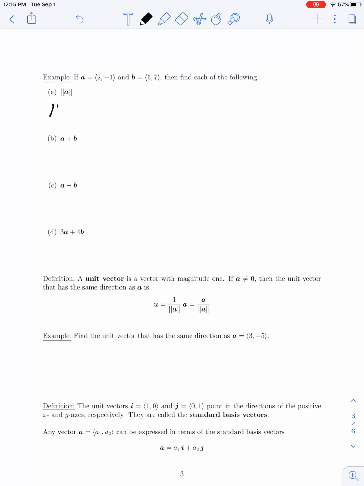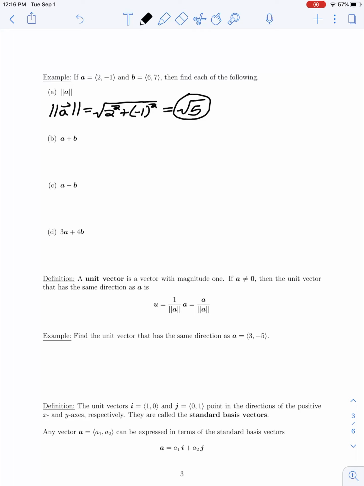Recall that the magnitude, or the length, of the vector A would be found by taking the square root of the sum of the squares of its components. So that is the square root of the first component, 2 squared, plus the second component, -1 squared. So altogether we have root 5 as the length or the magnitude of A.